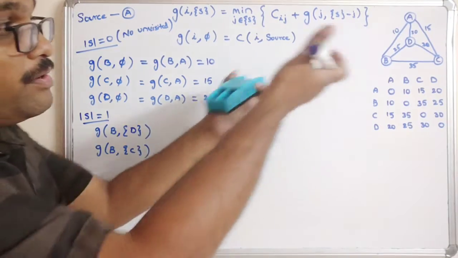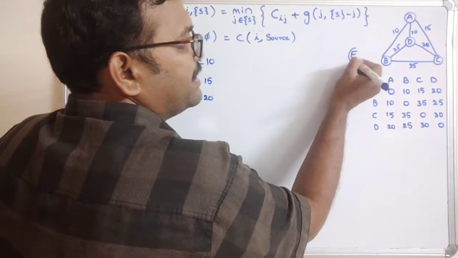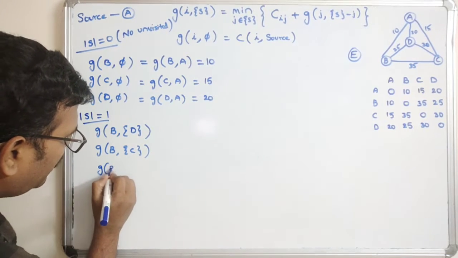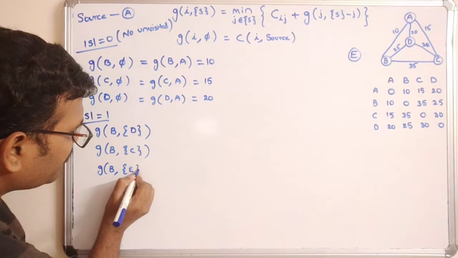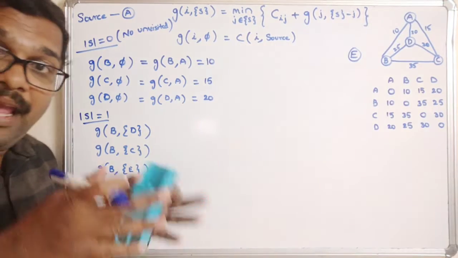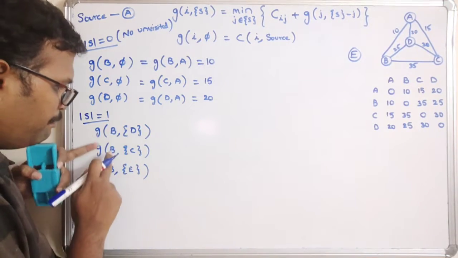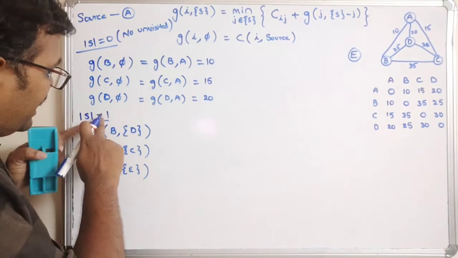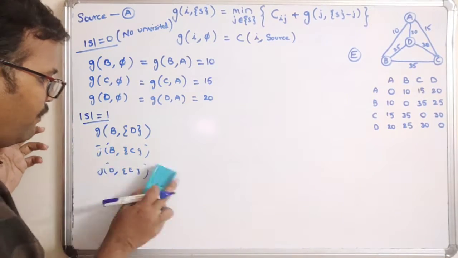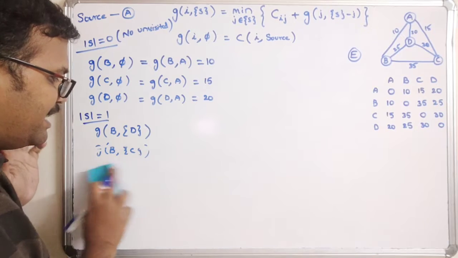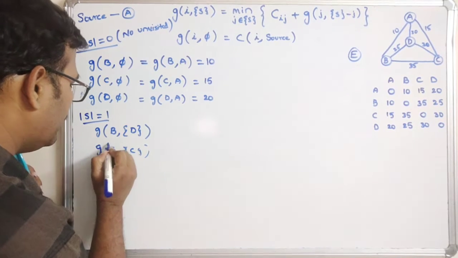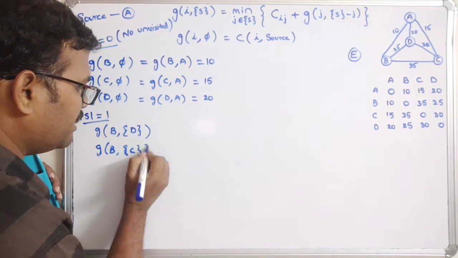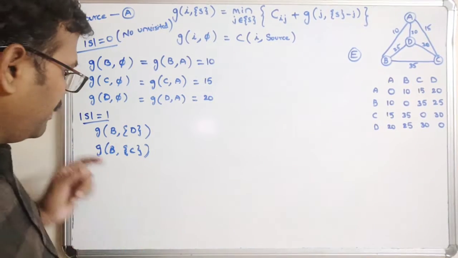So if there is one more vertex, then we can write it here, G, B, comma, E. That means there can be an edge between B and D, B and C, B and E. So the set containing 1 means having one unvisited vertex, so always I am getting an edge, right? So that's a vertex.